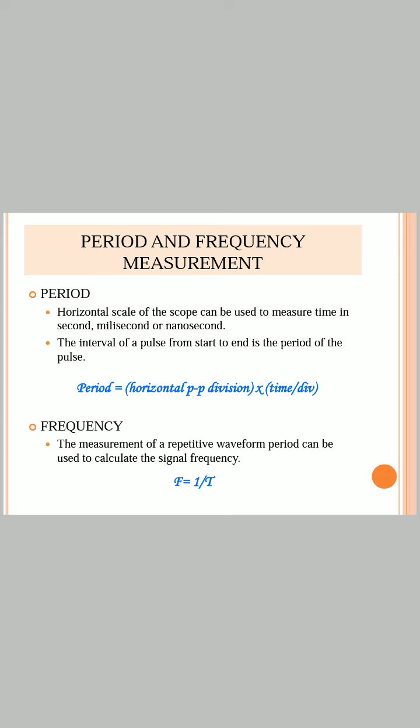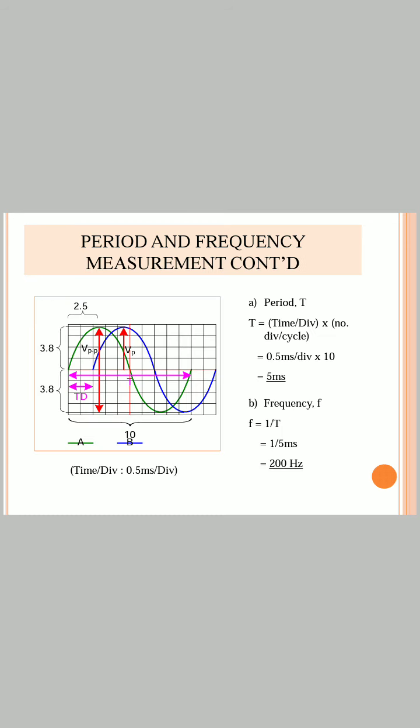Now you can calculate the period. You can calculate the period from the x-axis by the formula horizontal peak to peak divisions multiplied by time per division. You can measure time in seconds, milliseconds or nanoseconds. Now you can calculate frequency. The measured period of a repeated waveform can be used to calculate the signal frequency. Now with the help of all these formulas you can calculate the amplitude, time period and frequency in a given CRO.